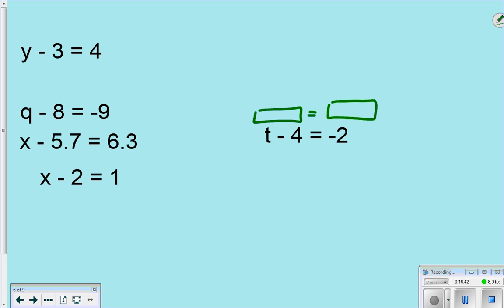So I have t minus 4 equals -2. And I want to get t by itself. Every time I want to get that variable by itself. So if I have a -4, what am I going to do to cancel that out? I'm going to add 4.